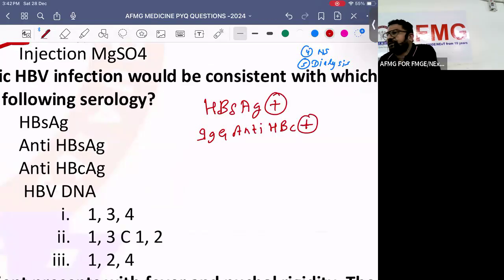And in chronic, like before starting treatment, what we need? HBV DNA. मैंने आपको बताया था, all patient you will not treat. You will treat only when viral copies are more than 20,000. Right? तो आपको DNA का टेस्ट कराना HBV DNA. So let's see the option.